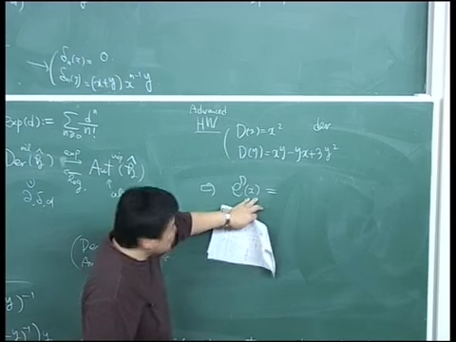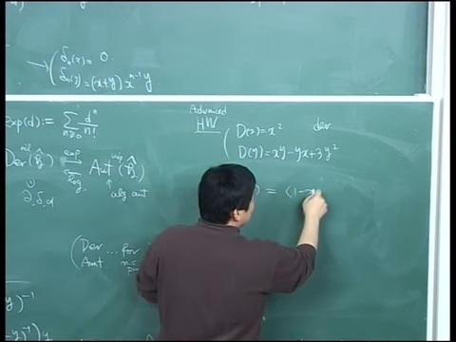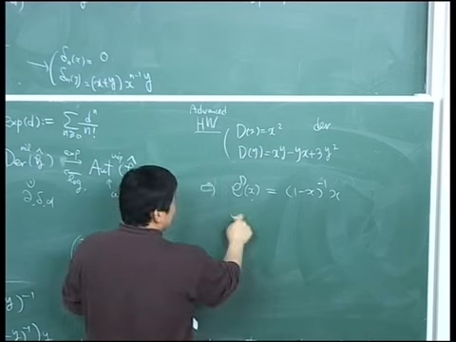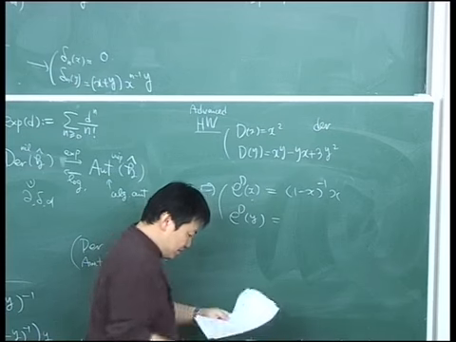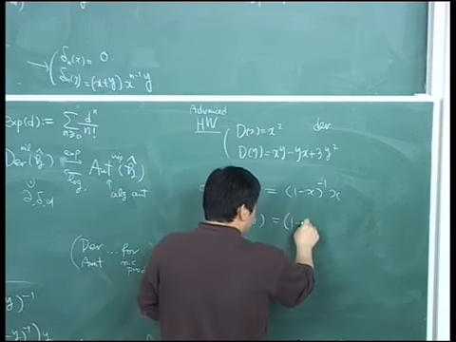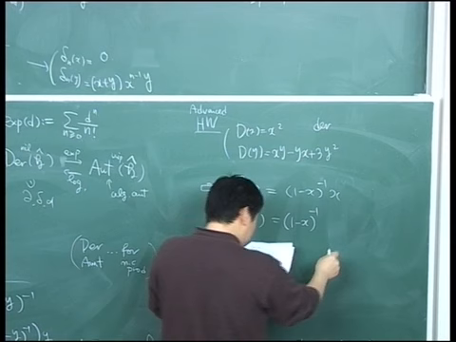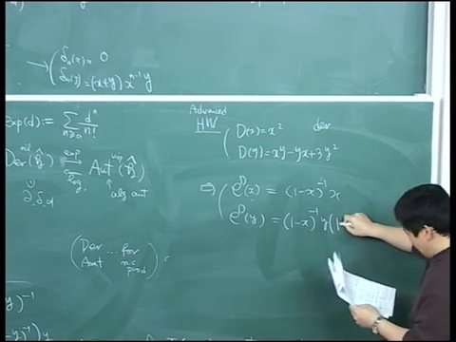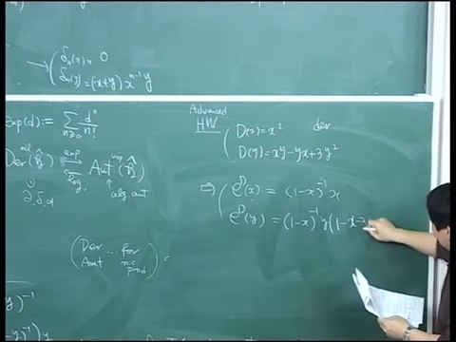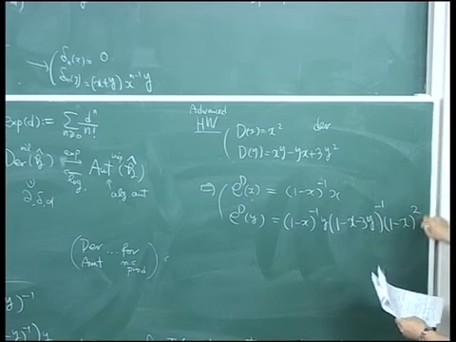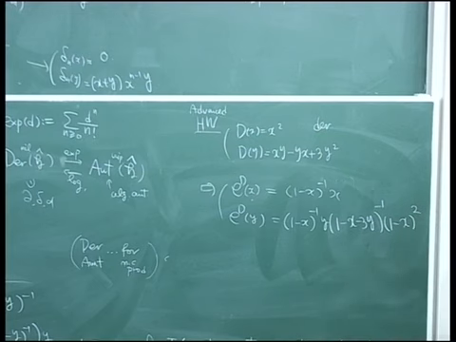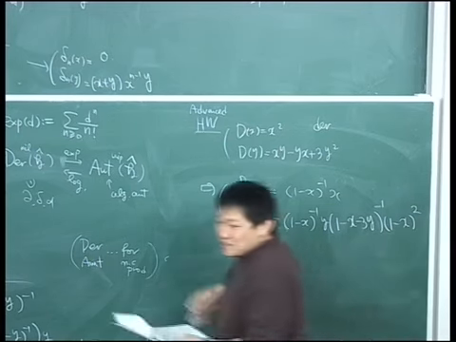The image of x is easy, just 1 minus x inverse x. But this is a problem, it's complicated. The answer becomes 1 minus x minus 3y inverse 1 minus x. This is the answer. So there is no cancellation here because it is not commutative. So in general, it's quite difficult.